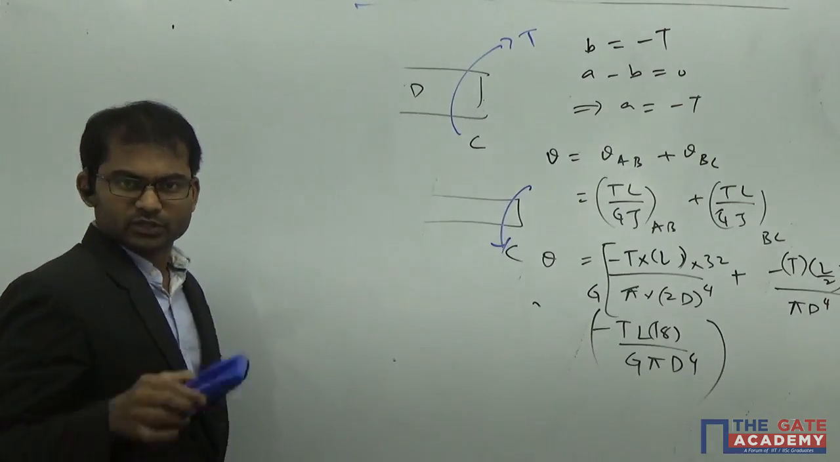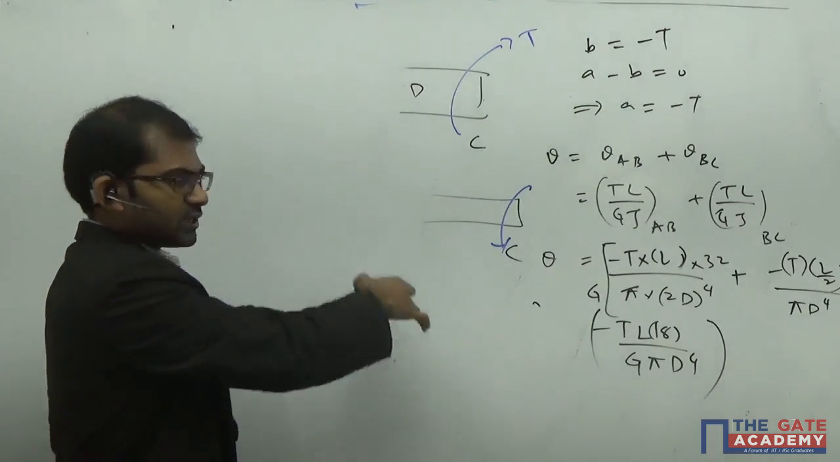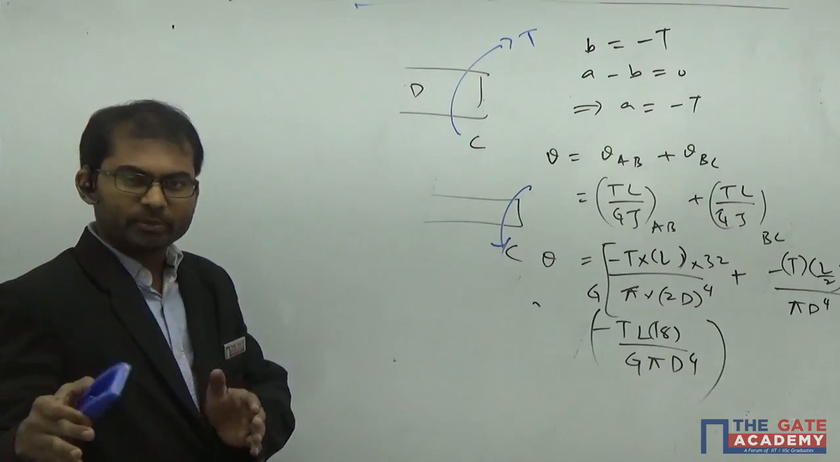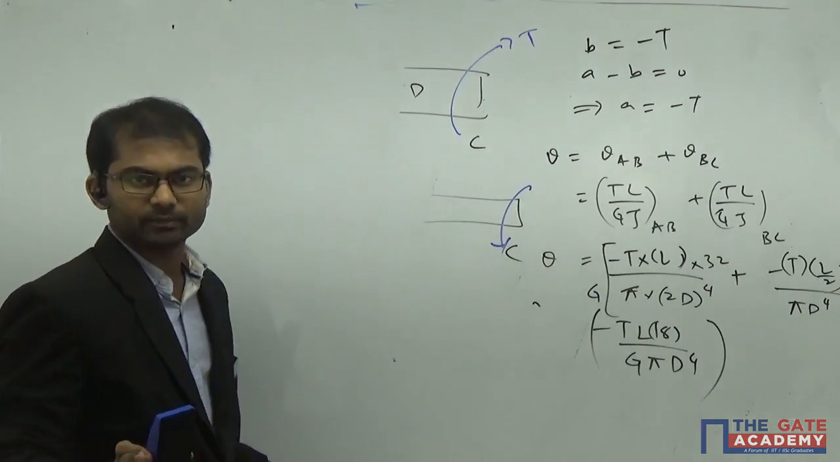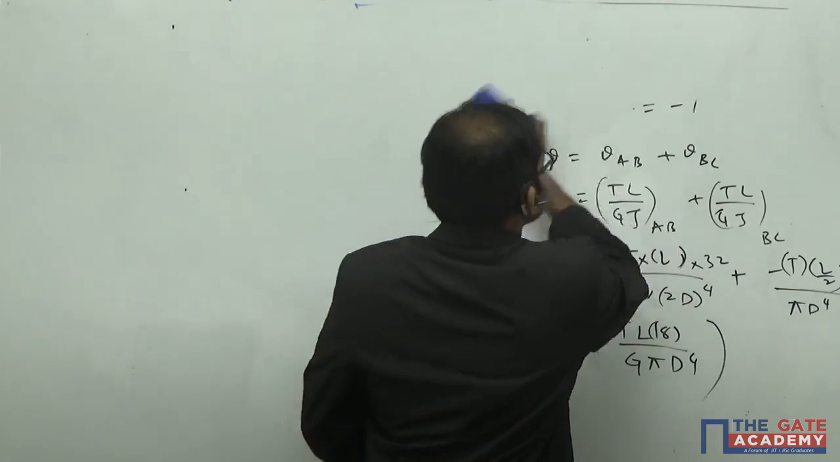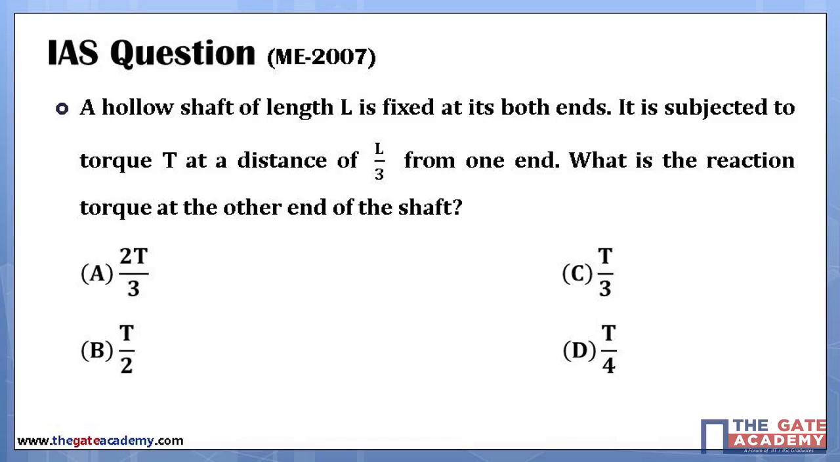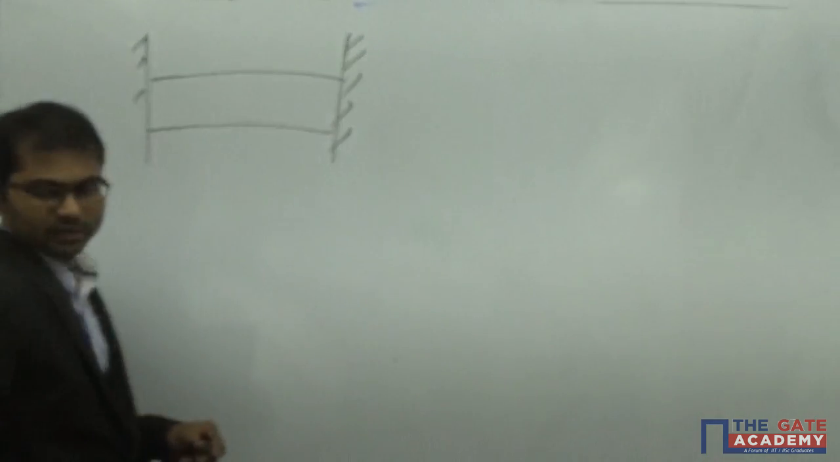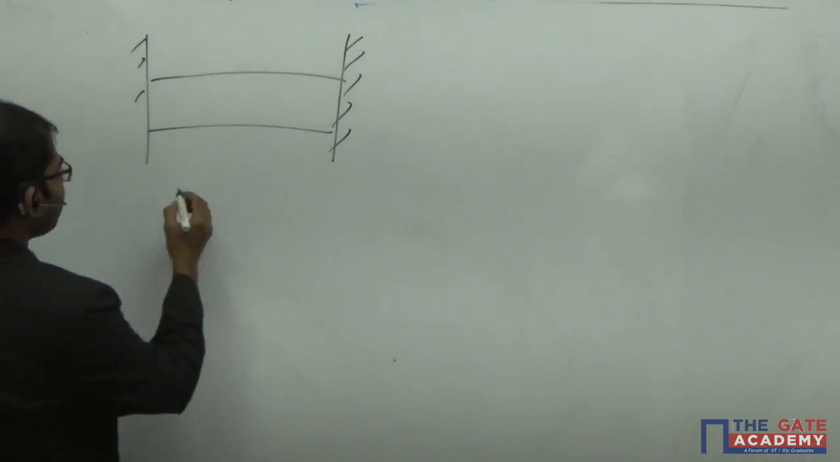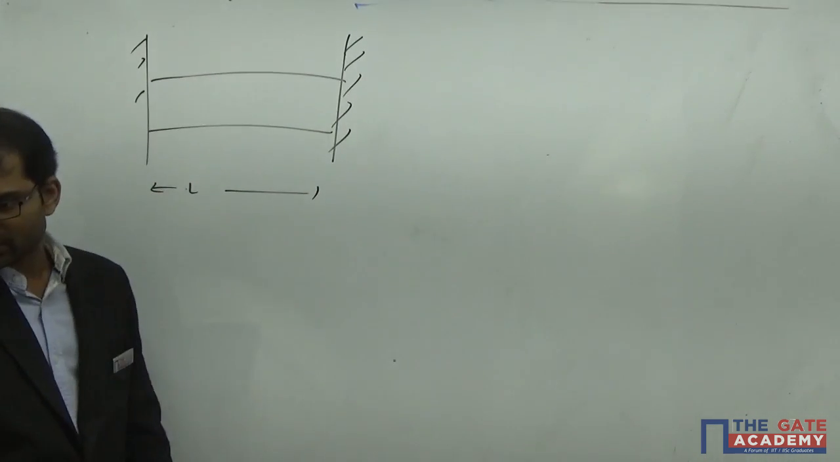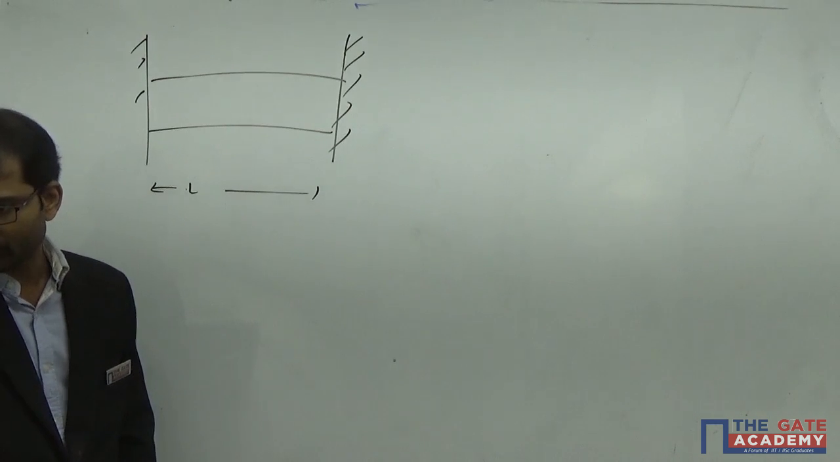So copy this question, everybody. Do one thing, just read the question. I will give the solution here, and later you can copy both the question and the solution at the same time. Understand? Let's read the question. It's given that a hollow shaft of length L is fixed at both ends. So the shaft is a hollow shaft and it is fixed at both ends here, of length L. It is experiencing a torque T at a distance of L by 3 from one end.